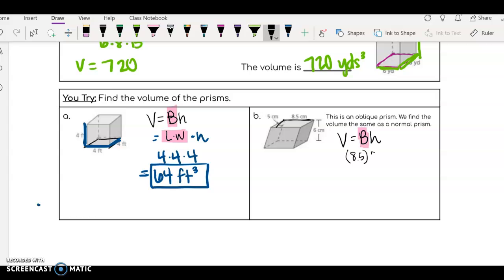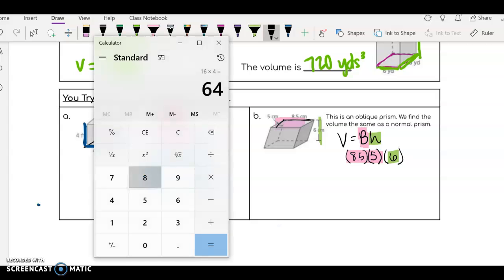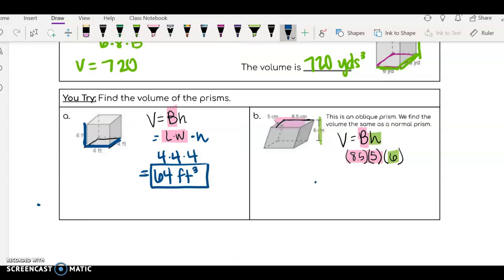So 8.5 times 5, and then we're going to multiply it by our height of our prism, which is 6. So now keep in mind this part right here was the area of this top part, and then the height is right here. So this is our height. So we have 8.5 times 5 times 6. And we get 255. It's in centimeters. And then we make it cubed to show that we found the volume of that shape.